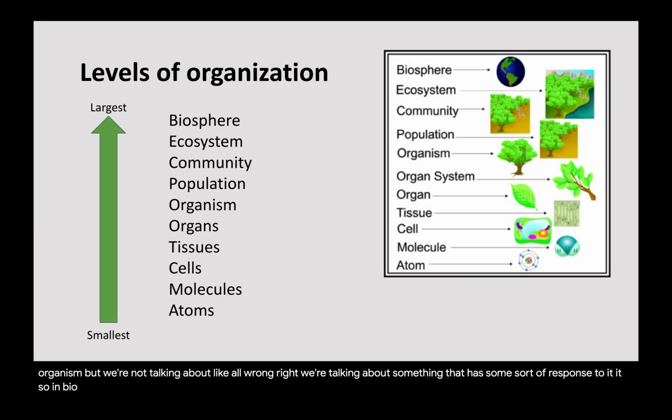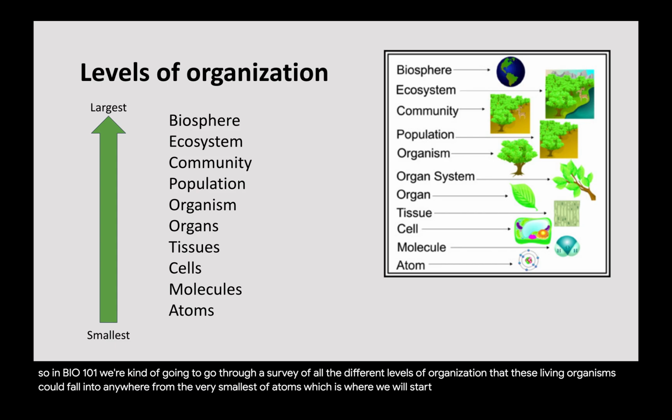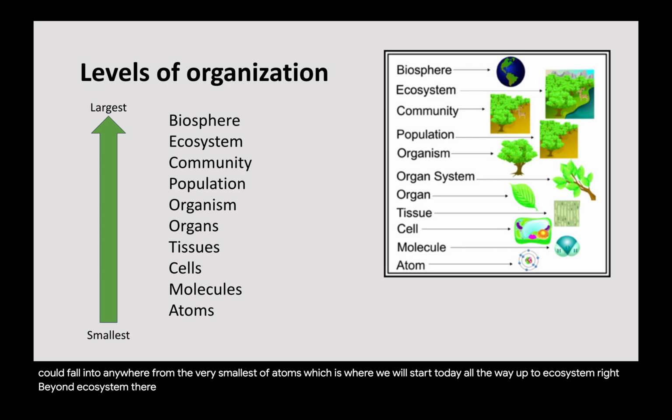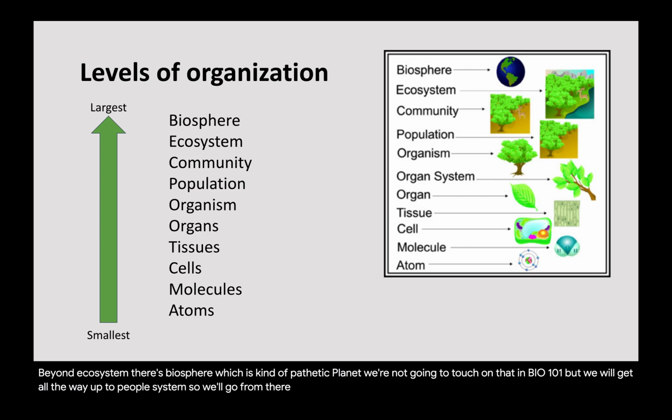So in Bio 101, we're kind of going to go through a survey of all the different levels of organization that these living organisms could fall into. Anywhere from the very smallest of atoms, which is where we will start today, all the way up to ecosystem, right? Beyond ecosystem, there's biosphere, which is kind of like the whole planet. We're not going to touch on that in Bio 101, but we will get all the way up to ecosystem. So we'll go from atoms, cells, organs, populations, and eventually how individuals respond to one another, right?